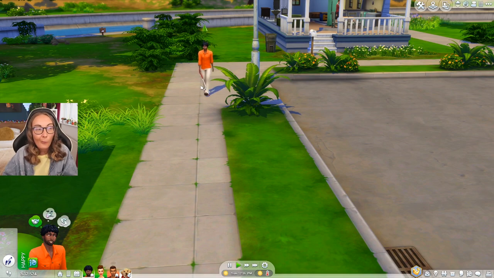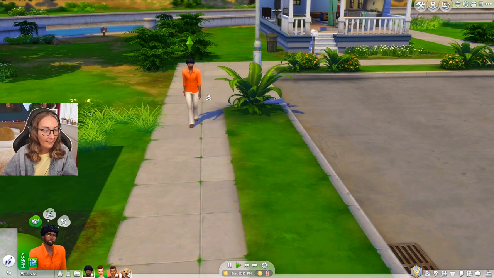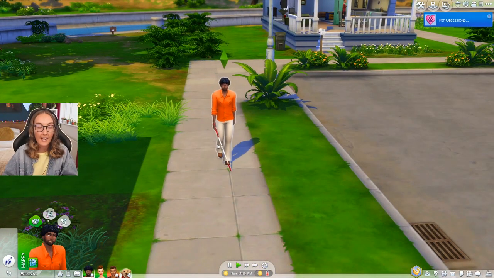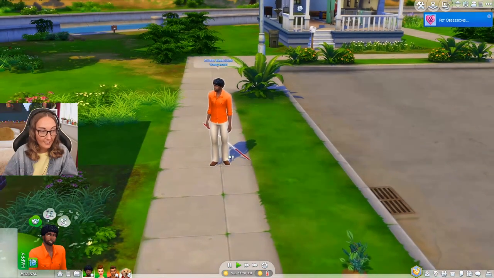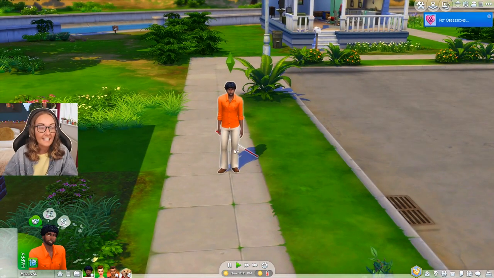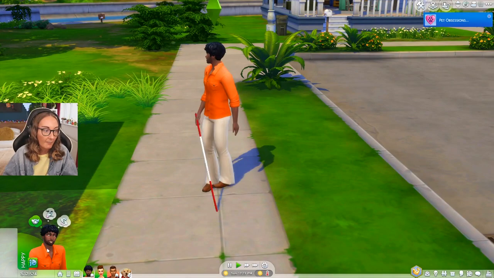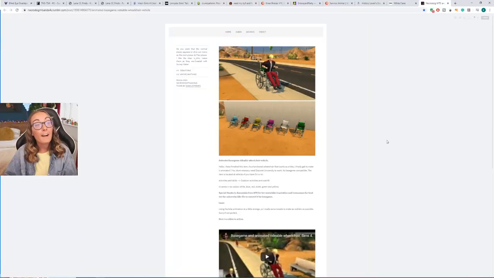Here we have Astrid walking with his white cane. Unfortunately, there's no specific animation related to this, but again, it works the exact same way in-game as the walking sticks. And finally, we have an animated base game rideable wheelchair by NecroDog.